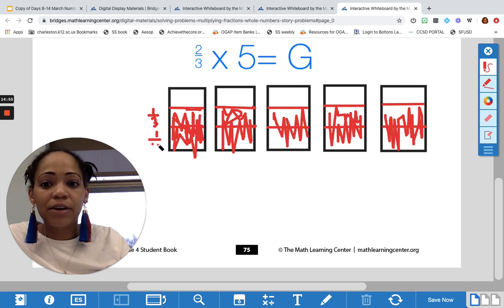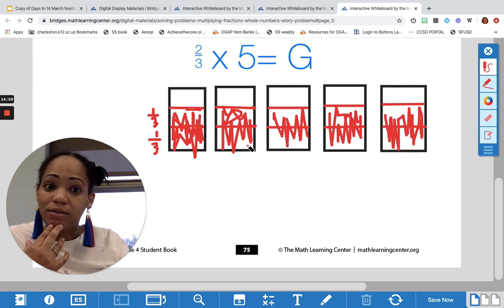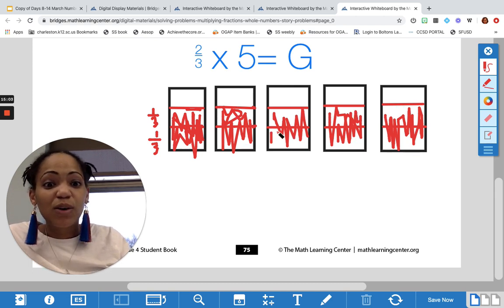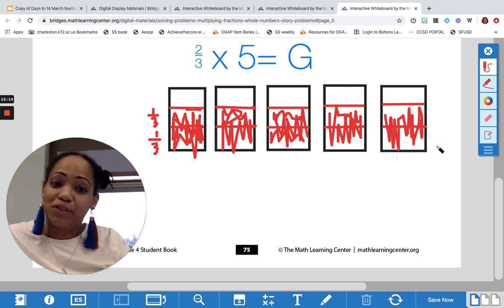and another third. So I have 1/3 plus 1/3 plus 1/3 plus 1/3 plus 1/3 plus 1/3 plus 1/3 plus 1/3 plus 1/3 plus 1/3, which is the same thing as saying 1/3. I have how many of those 1/3s? I have 10 of them. Or I could say we have 2/3 5 times.